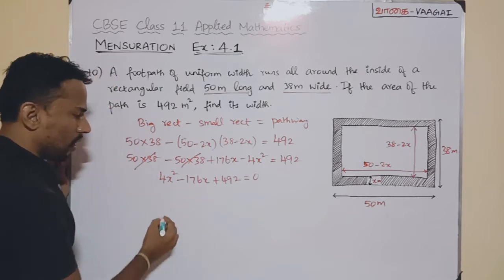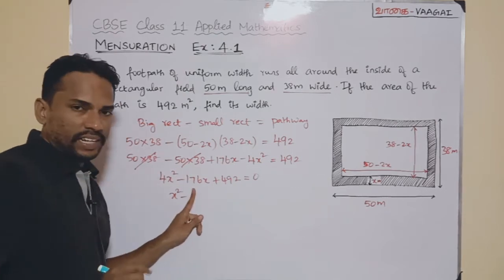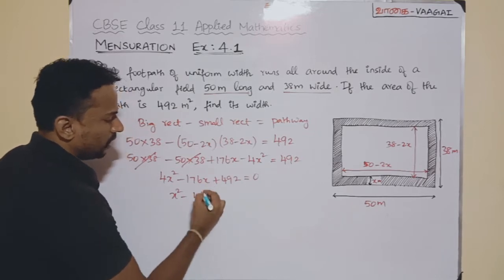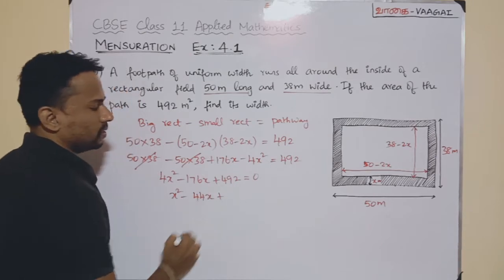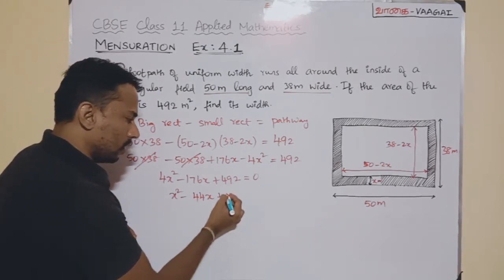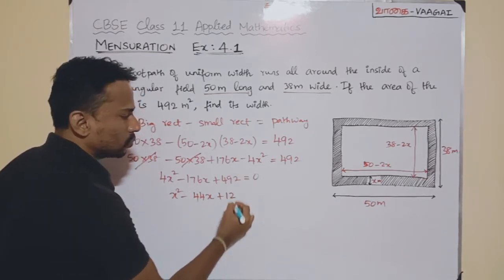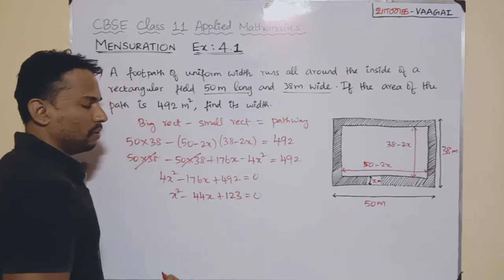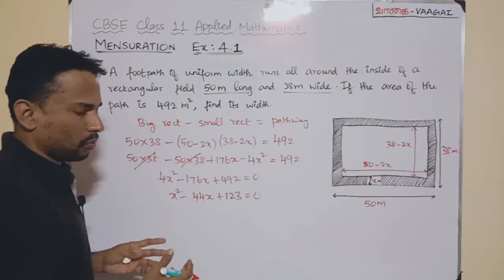Now when I divide it by 4, what will I get? 4x square by 4 will be x square, minus 176 by 4. 4 4s are 16, balance 1, again 4 4s are 16, so 44x. Minus 44x again, plus, here I have 492. This also is to be divided by 4. So 4 1s are 4, and here I have 9. 4 2s are 8, balance 1. So carry 1, and 4 3s are 12. So this will be equal to, on the right hand side, 0 by 4, which is 0 only. Okay, now clearly we got a quadratic equation.